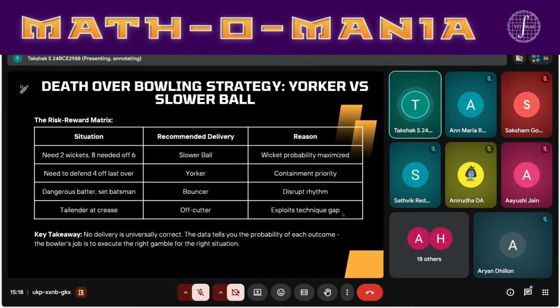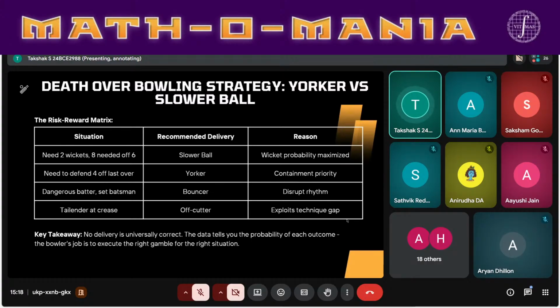And the third situation here is you are facing a dangerous set batsman who is in full flow. He has been batting for 14 overs and is timing the ball perfectly. Every ball is going to the boundary. So what do you bowl?